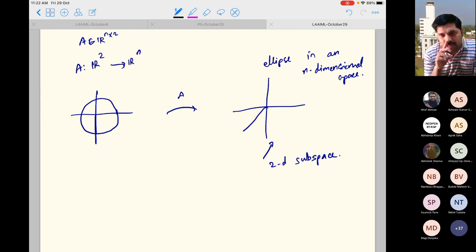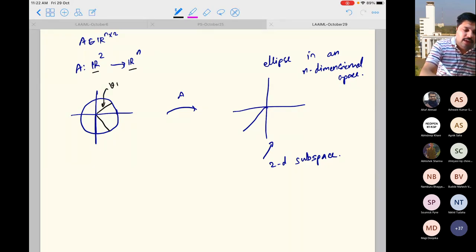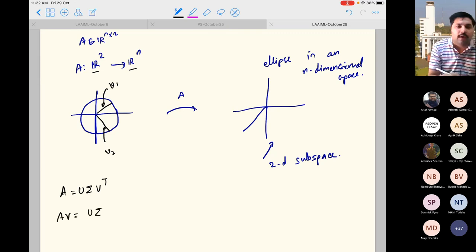So see what is going to happen. You have a matrix A. The matrix is going from R2 to Rn. Do you understand this part, Puneet? Yes, sir. So every vector in R2 here, there is going to be a V1 and V2. Suppose this is V1 and this is V2. These are the columns of matrix V. So A is equal to U sigma V transpose, right? So I am looking at AV is equal to U sigma. What I am really looking at is AV1 is equal to this and AV2 is equal to this. That's what I am really looking at. Is that okay?